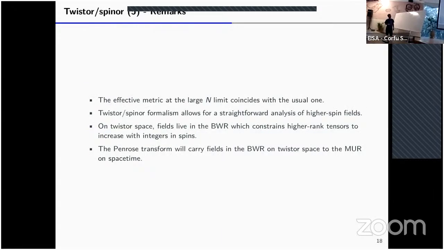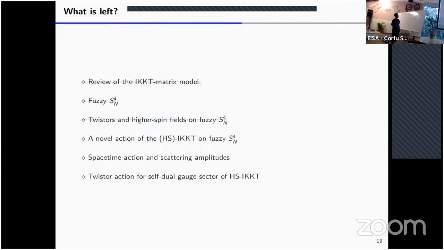So here are the remarks on the previous discussions. The effective metric at the large N limit will coincide with the usual one that you expected. The twistor and spinor formalism will allow us to formulate a straightforward analysis for higher spin fields. On twistor space, fields will live in balanced representation with the highest rank tensor constrained to increase with integer spin. This is not observed in the use of twistor construction by the twistor community. Now the Penrose transform will carry fields in the balanced representation on twistor space to the maximally unbalanced representation on space-time. So this is what I have presented and this is what is left.